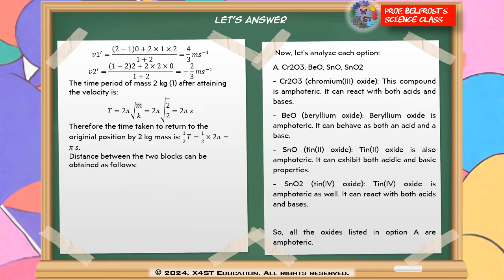Okay, so we know the t, we know the velocity too, then the distance between two blocks can be obtained as follows. You just need to use the simple formula s equals p times t, which gives us 2/3 times pi, 2/3 times 22/7, which is 2.09 meter. Please note here that we take the pi to be in absolute value.